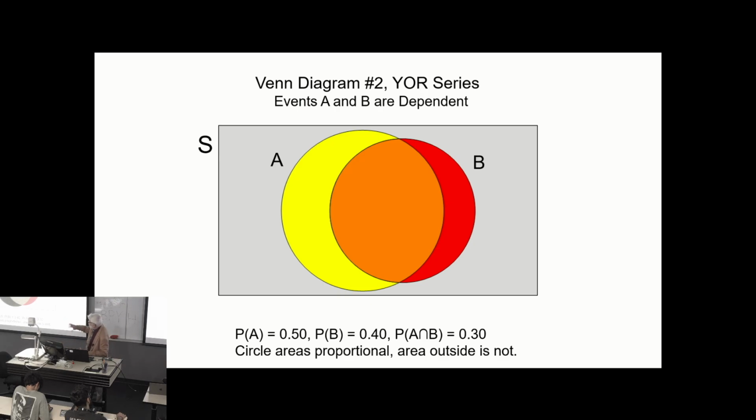Okay, and those 4 intersections compose the entire sample space. They are mutually exclusive, but they're also exhaustive. So those 4 intersections are all mutually exclusive, but they also exhaust the sample space.